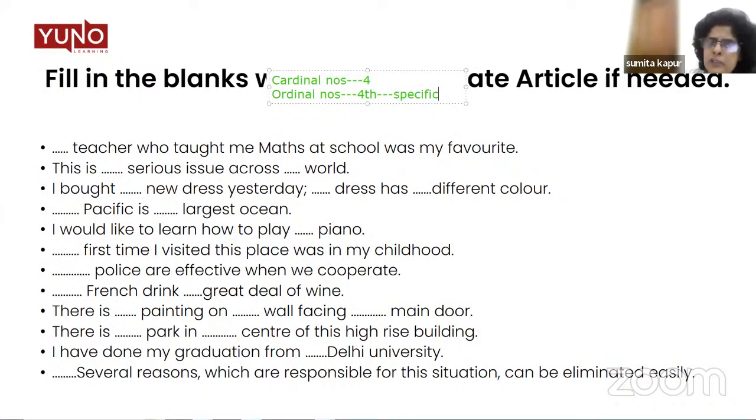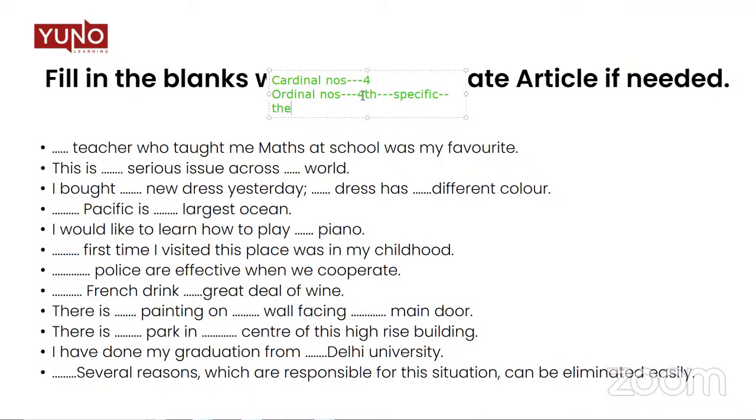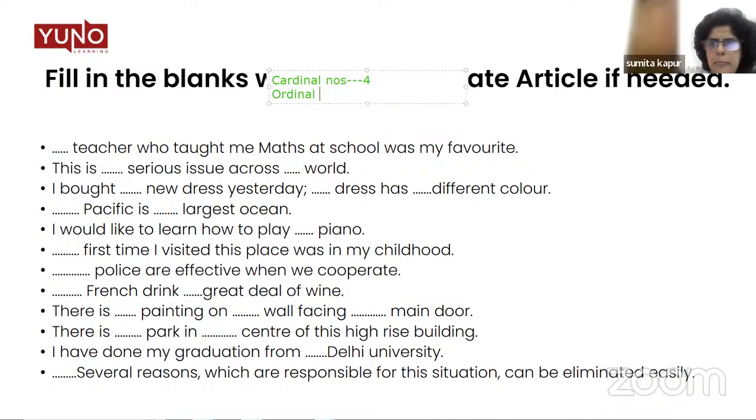Please, all of you participants, write down this difference. So here, when we say the first time, the second time, the 10th time, the 100th time, the 1000th time, whatever it is, doesn't matter. Since you are referring to one particular time, one particular sequence, it becomes an ordinal number, and ordinal numbers always get prefixed with the. I hope I am clear. Yes, ma'am. So please write down this concept of cardinal and ordinal numbers.